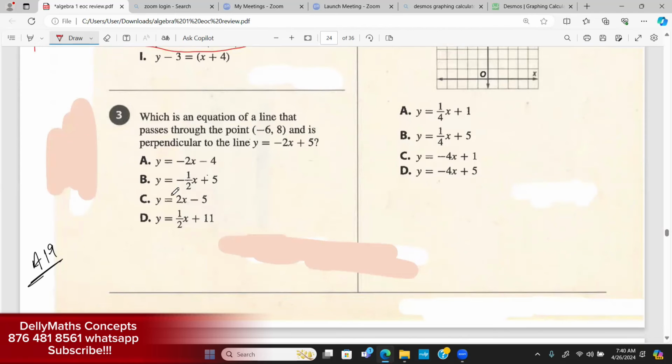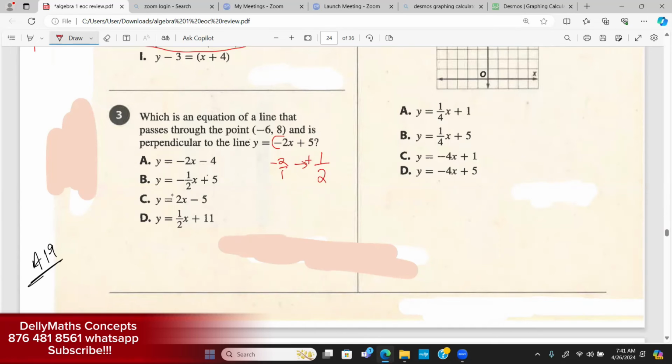Which is an equation of a line that passes through the point negative 6, 8 and is perpendicular to this. Now, here's a quick thing. When two lines are perpendicular, one slope is the negative reciprocal of the other one. For example, this slope here is negative 2 over 1. It means that the line that is perpendicular to it will have a slope of positive 1 over 2. So it's going to be the negative reciprocal. You flip it upside down, change the sign.